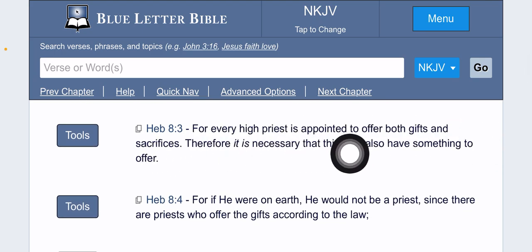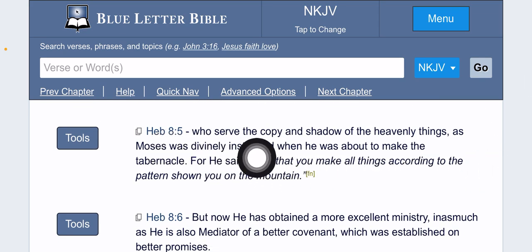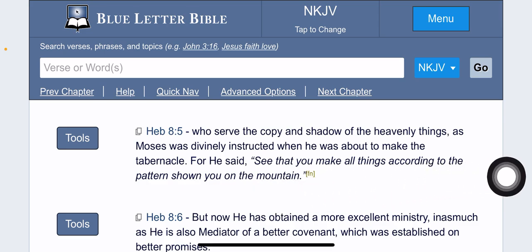For every high priest is appointed to offer both gifts and sacrifices. Therefore, it is necessary that this one also have something to offer. Okay? For if he were on earth, he would not be a priest, since there are priests who offer the gifts according to the law, who serve the copy and shadow of the heavenly things, as Moses was divinely instructed when he was about to make the tabernacle. For he said, "See that you make all things according to the pattern shown you on the mountain." Okay, so Moses did all things according to the pattern that he was shown on the mountain of Sinai. Those patterns were shown to him from heaven.